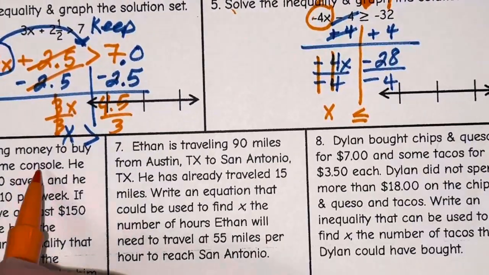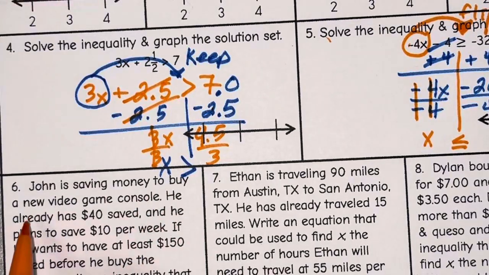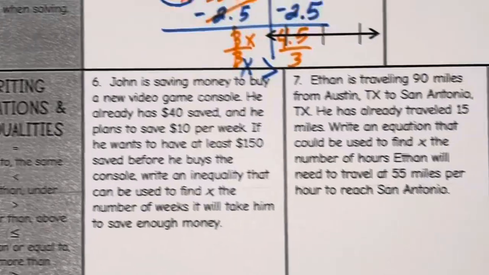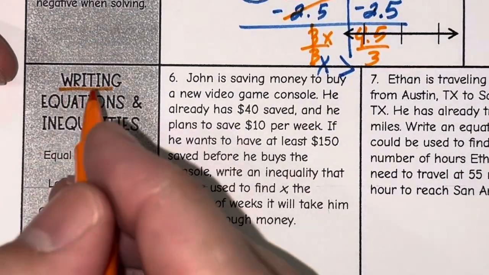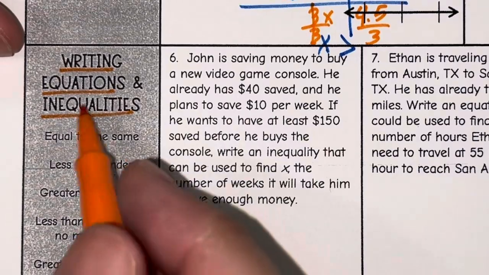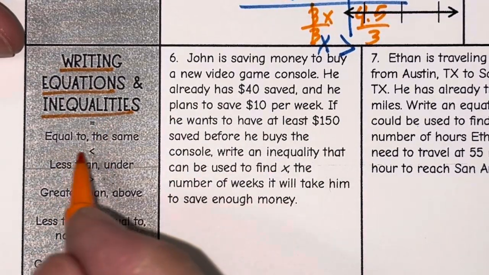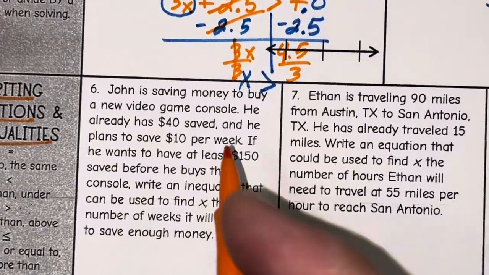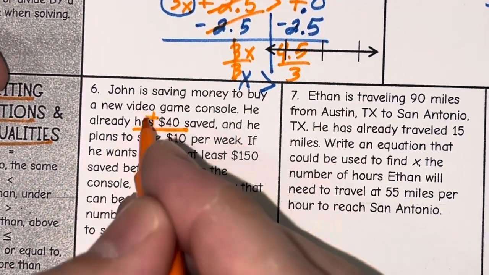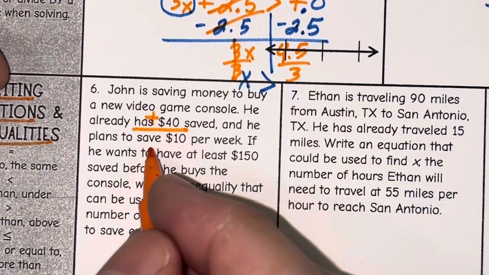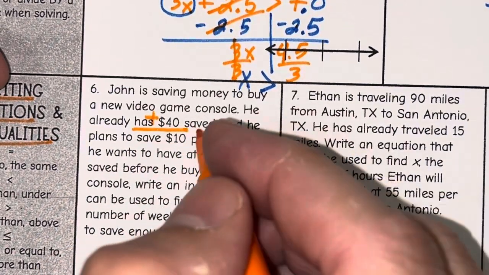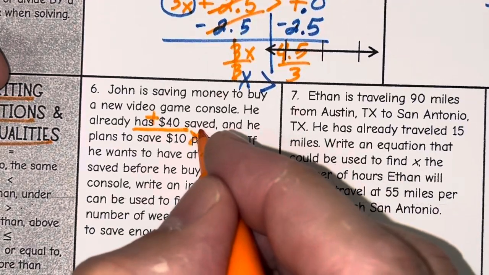So John is saving money to buy a new video game console. So it looks like we have a word problem here. We're going to be writing equations and inequalities. So we're going to be looking at whether it's a greater than, less than, or it's an equal to situation. So the first one, he already has $40. And then he plans to save 10 per week.